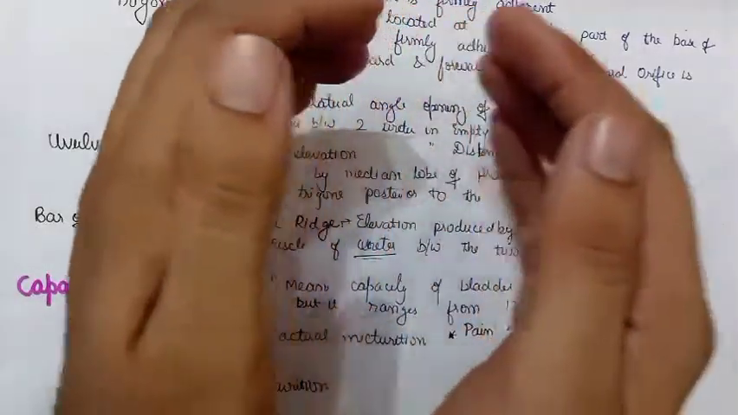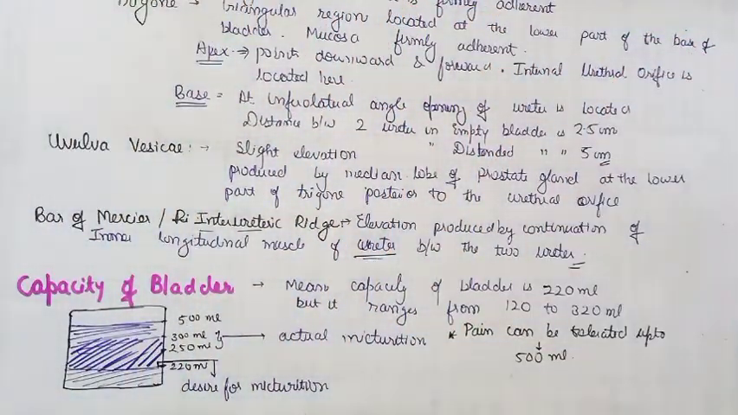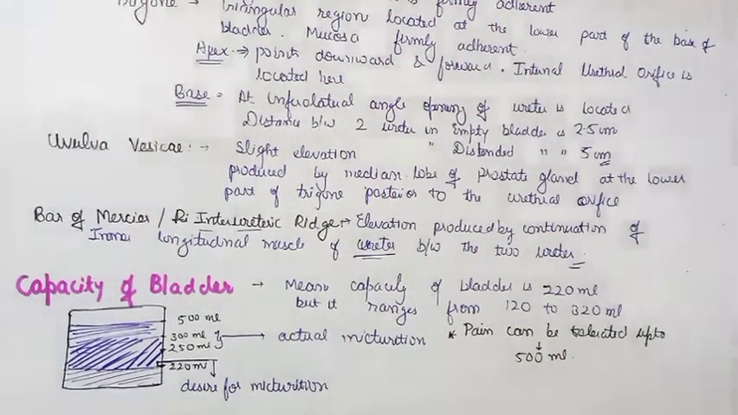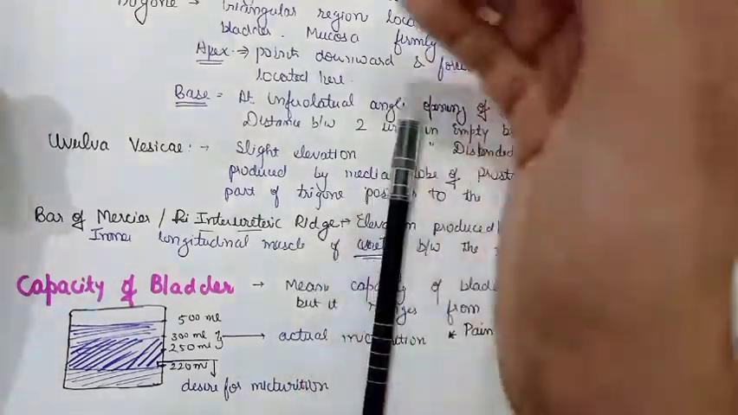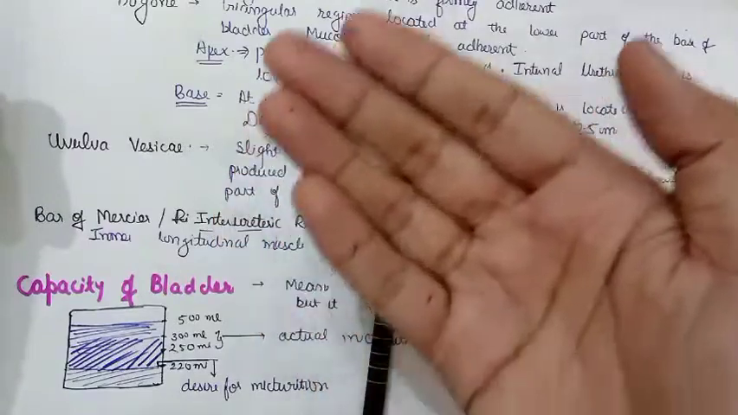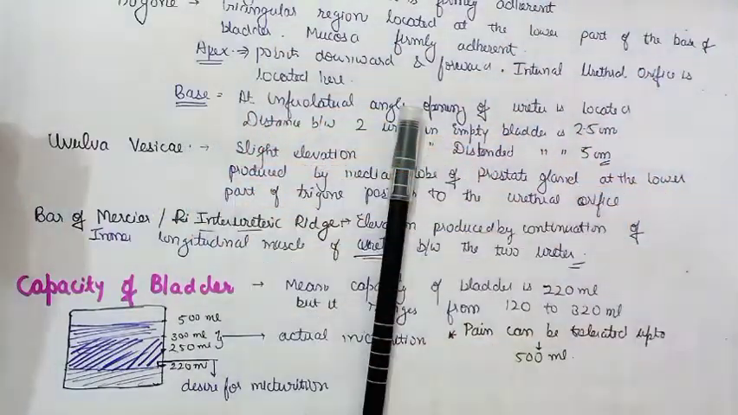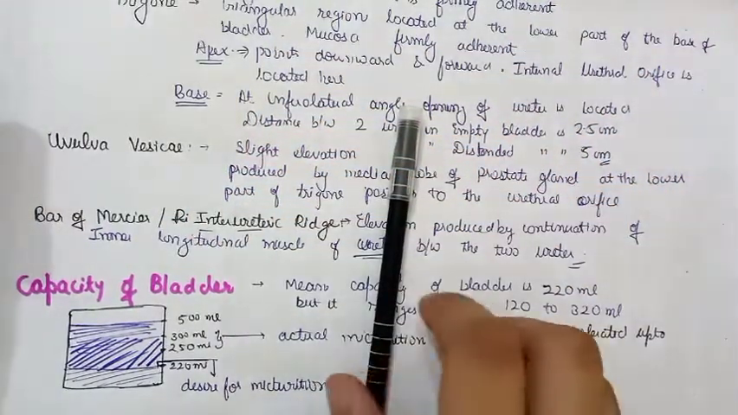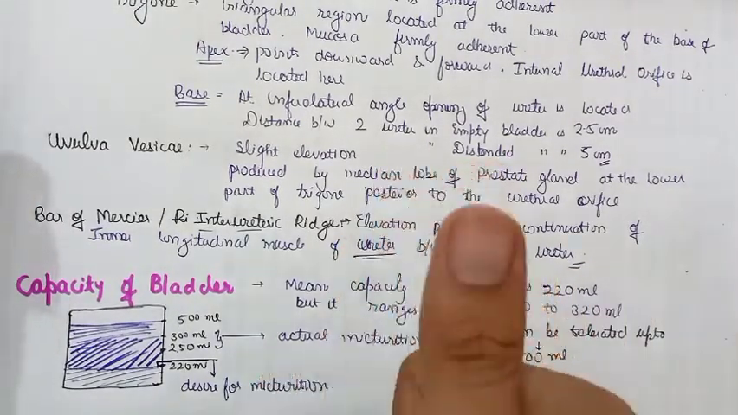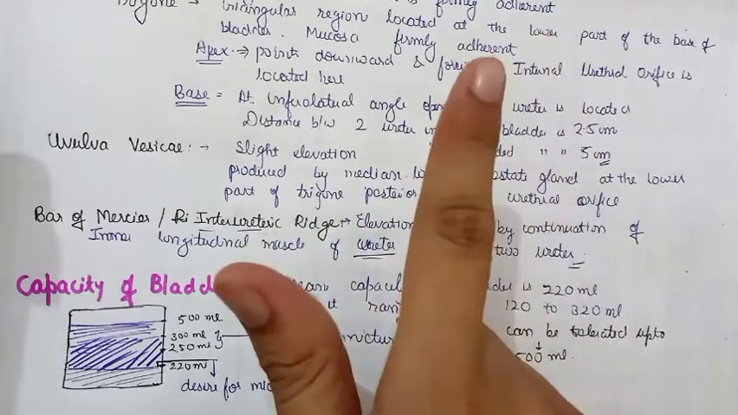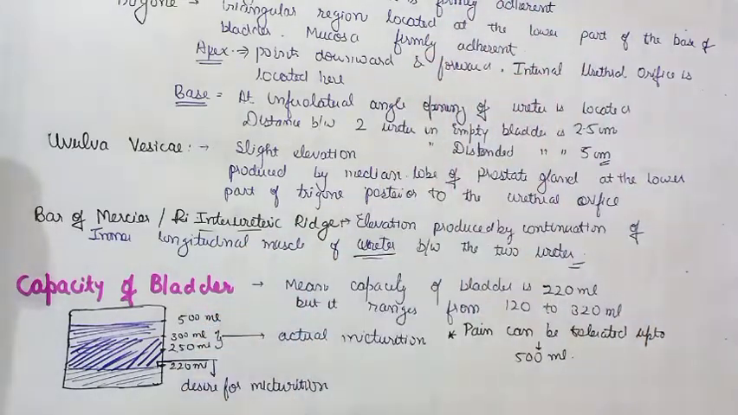Beyond that, the voluntary control is lost and it becomes quite painful to hold the urine, because as the bladder increases in size, it presses on the other viscera as well, and the pain is referred to the anterior abdominal wall and the perineum, including the penis. So the pain of the bladder is referred to three regions: the anterior abdominal wall, the perineum, and the penis. By this we have completed the capacity of the bladder.